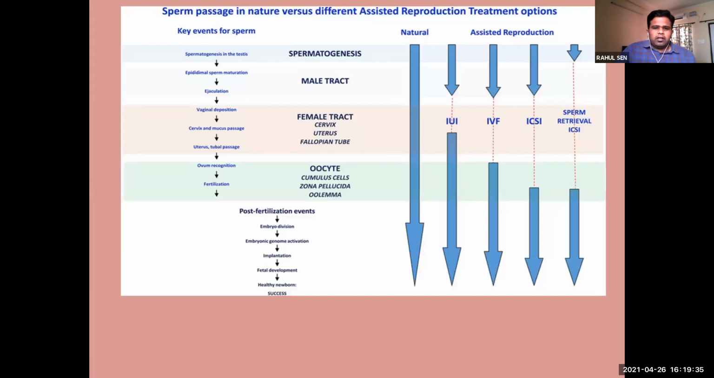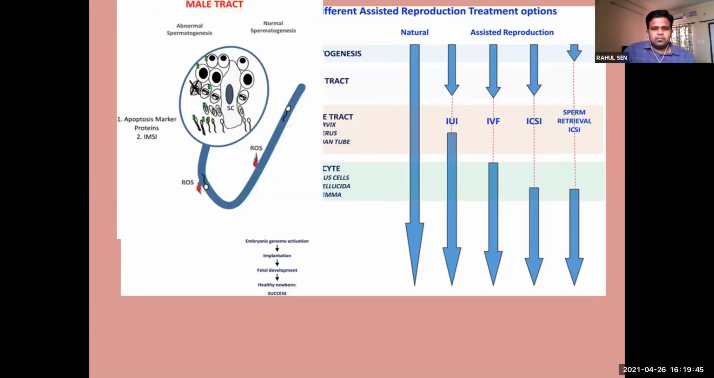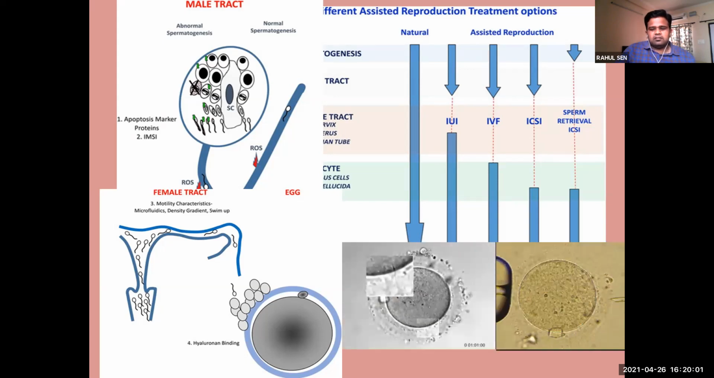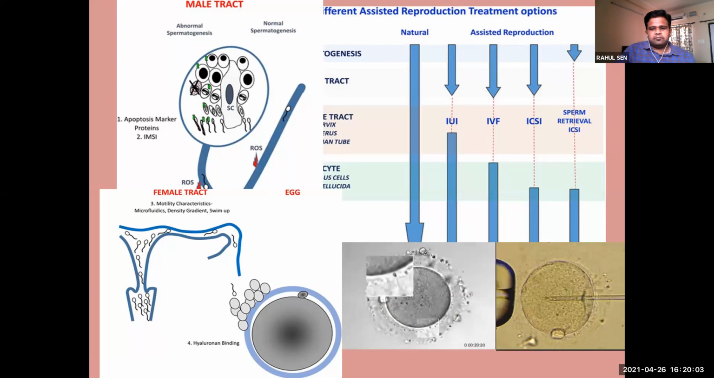So, what happens during the process of fertilization? Naturally, the sperm moves from the male reproductive tract to the female reproductive tract, and finally it recognizes the oocyte and fuses with the egg. But the same thing doesn't happen in assisted reproduction.